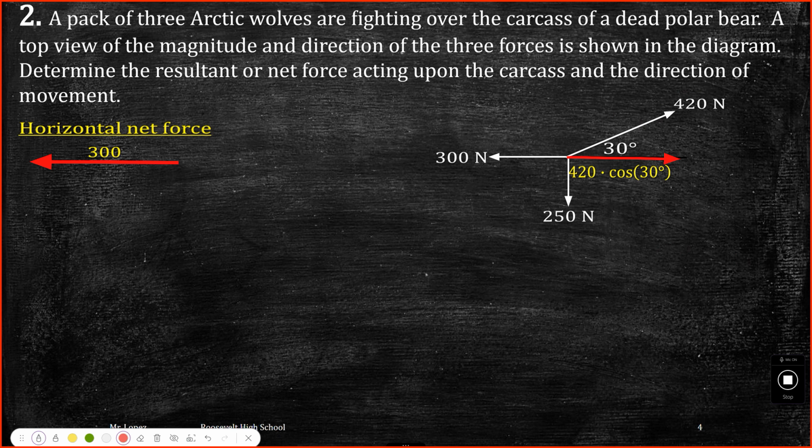What is 420 times cosine 30 degrees? Whatever that is, I guess I still haven't got. So anyways, it's going to go in that direction. Approximately, rounded to a whole number, 364. So now looking at this, it's going to the left 300, but then it's pulling 364 to the right. So what is the net for that?